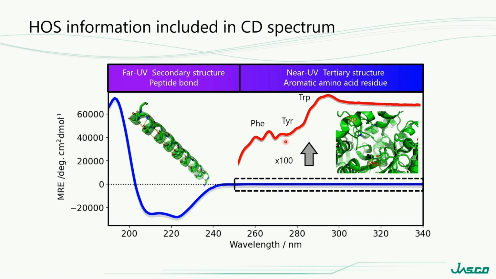Although the signal is only about 1/100th of far UV, these side chain CD signals are sensitive to their molecular environment and tertiary structure. So the near UV CD spectrum makes it possible to evaluate the structural similarity like fingerprint identification. Near UV CD measurement tends to be used for similarity assessment for antibody drugs in the quality control process.